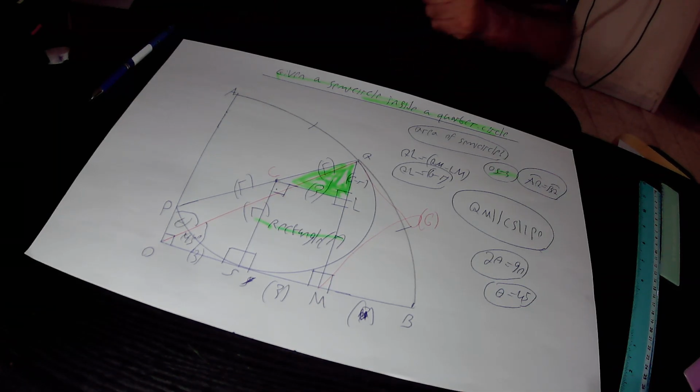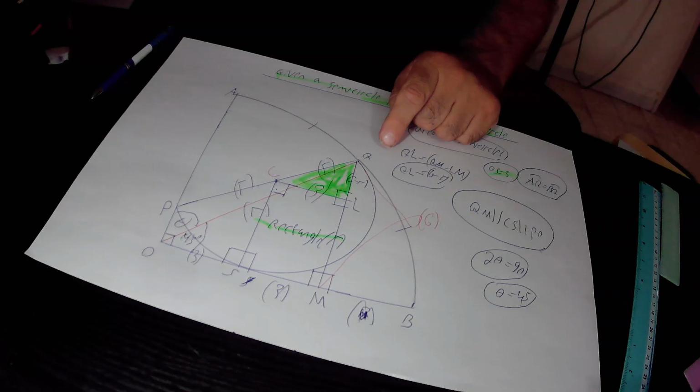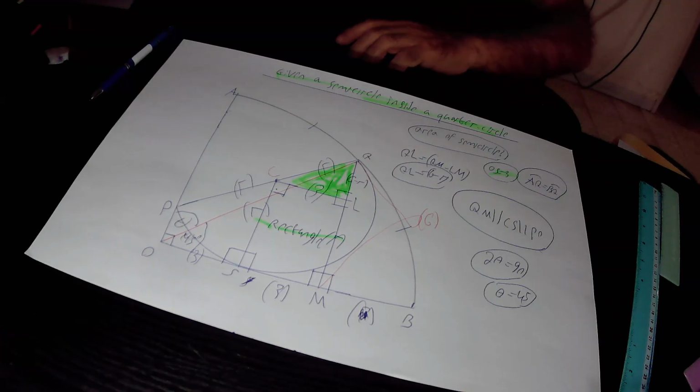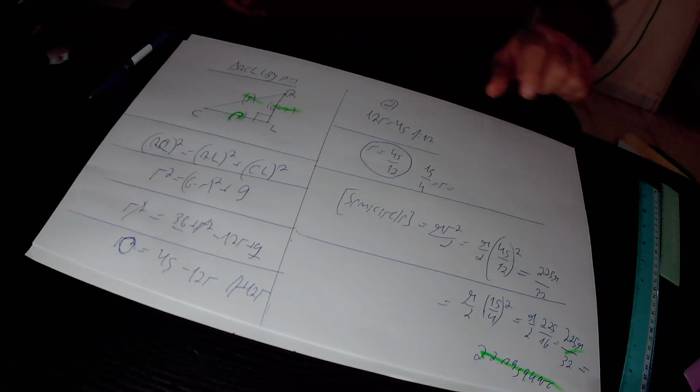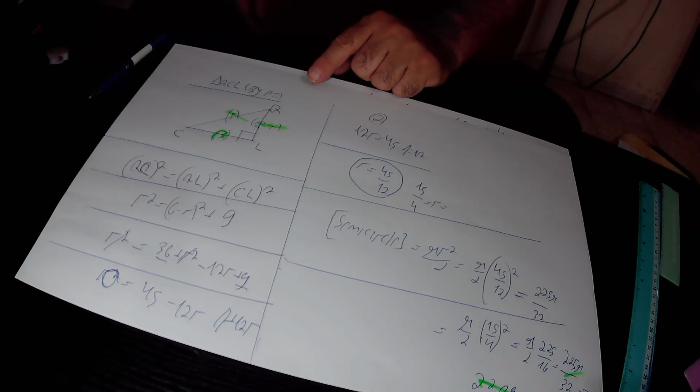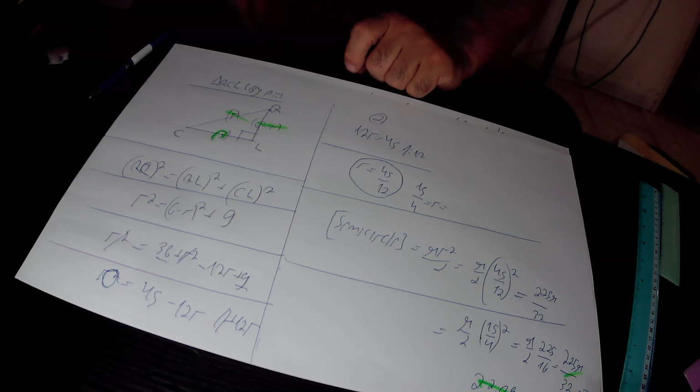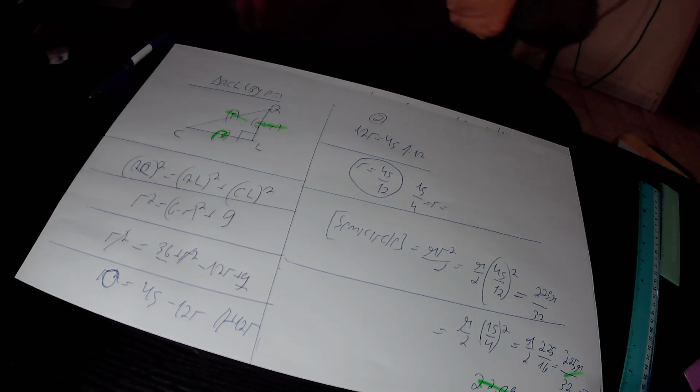In the next step, I copy the green right triangle QLC and implement the Pythagoras theorem on it. According to the Pythagoras theorem, in a right triangle, the square of the hypotenuse equals the sum of the squares of the perpendicular sides. This is the right triangle QLC from the original drawing. QC squared, the square of the hypotenuse, must be equal to QL squared plus CL squared.